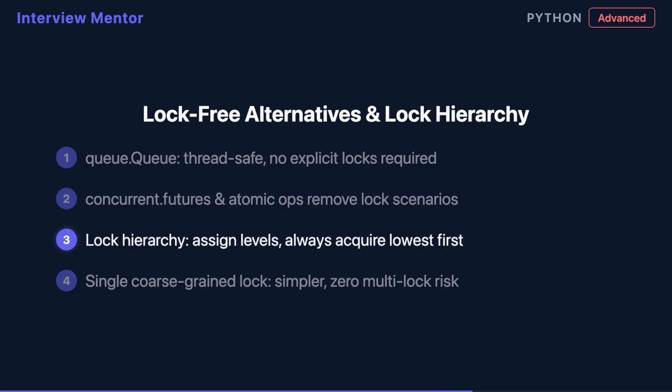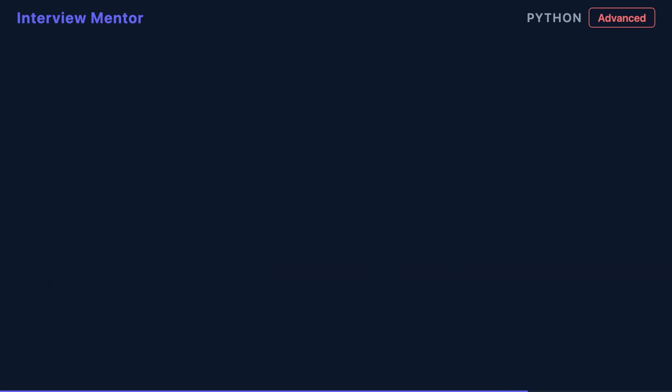When locks are unavoidable, use a lock hierarchy. Assigning numeric levels and always acquiring lower numbers first gives you fine-grained control with deadlock prevention built in.